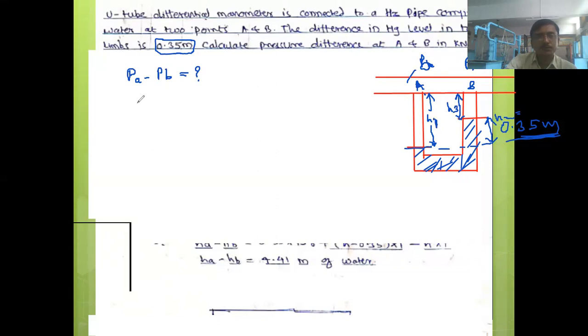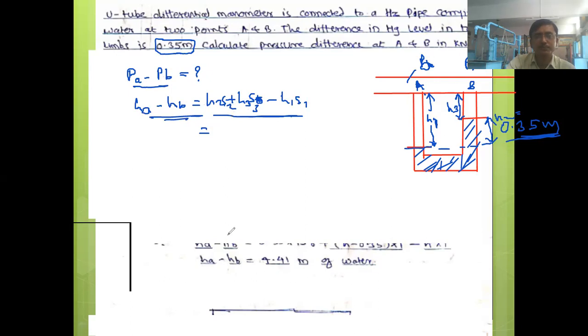See, to solve this problem, we have to go for this formula, HA minus HB, right? HA minus HB is equal to H2 plus H3 S3 minus H1 S1 plus H2 S2. This is our formula. We use this formula to find HA minus HB, and then we multiply this value by gamma W to get the value of PA minus PB, right? But to find this HA minus HB, we must know the values of H1, H2, H3, S1, S2, S3.